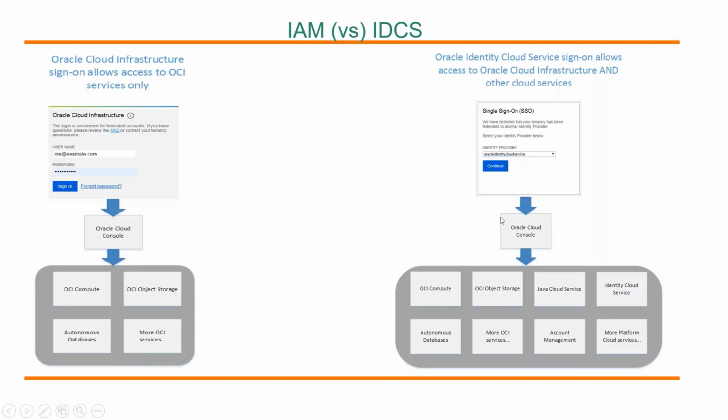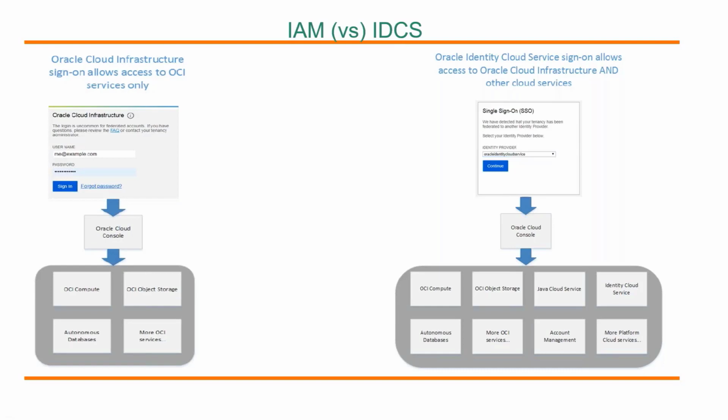For example, you have OIC, Oracle Integration Cloud. You can use IDCS single sign-on option to sign in to OCI console and then navigate to other Oracle Cloud services without re-authenticating. The key in IDCS is single sign-on. Single sign-on means no re-authentications. This re-authentication is the major difference between IAM versus IDCS.